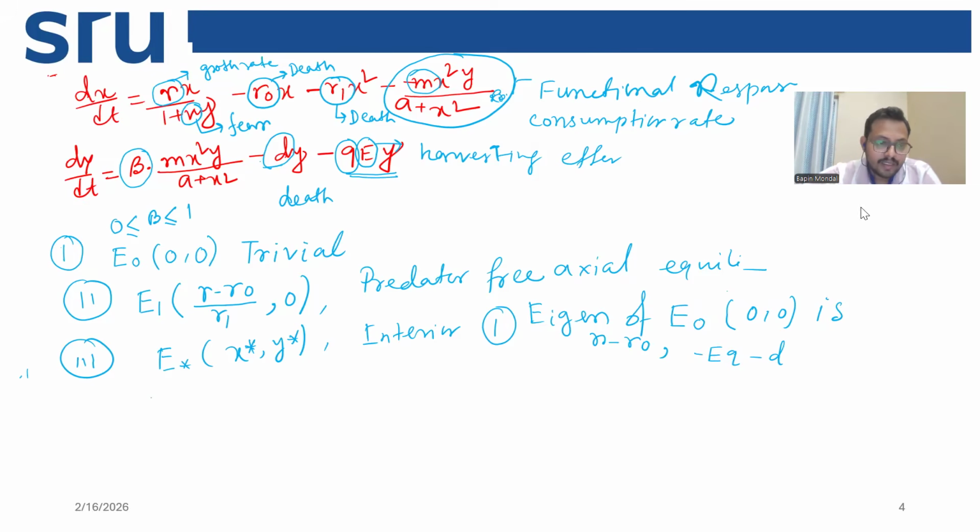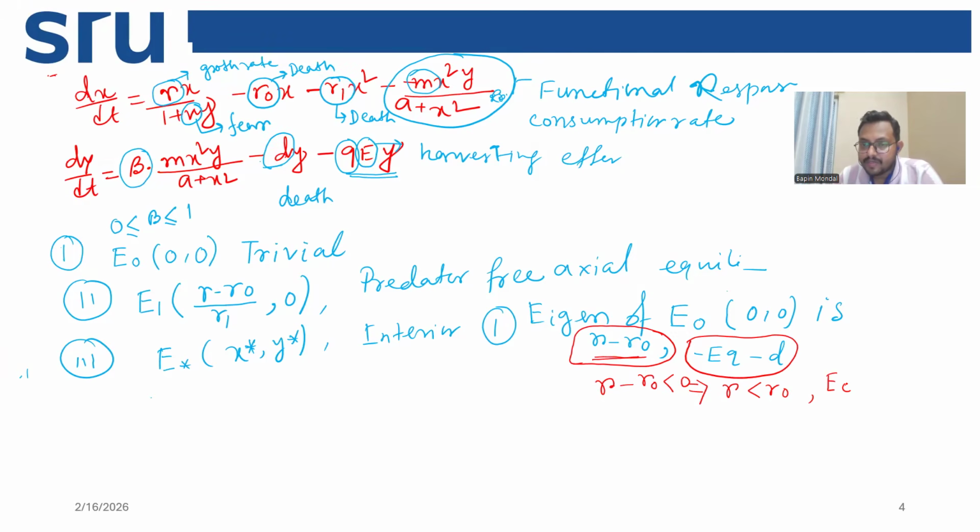So minus EQ minus D. So here, look, this eigenvalue is always negative, and the sign of this other eigenvalue, negative or positive, depends on this condition. If we consider R minus R0 less than 0, then this equilibrium point E0 is stable.